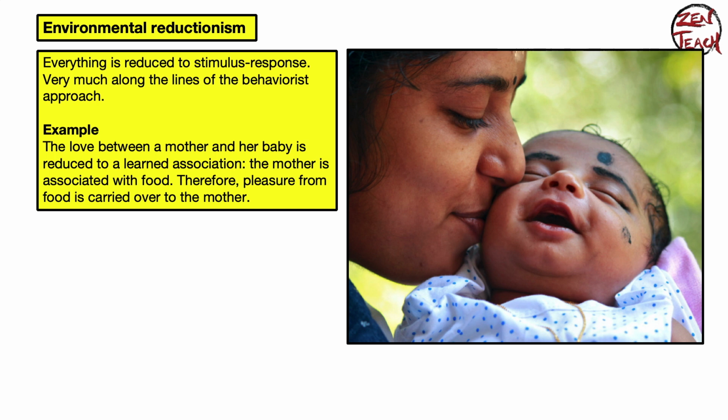Environmental reductionism is just looking at, for example, in this case, the interaction between individuals and how to boil it down to basic laws. And Skinner comes to mind with his mice in the cage that were rewarded for acting out certain behaviors, like pressing a lever and then getting food for that.